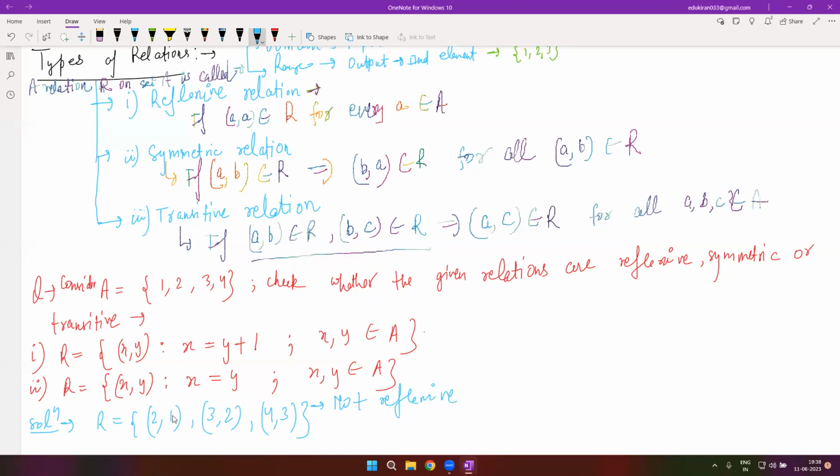Now coming to the symmetric part, let's take 2 1 first. For 2 1, 1 2 should be there, which is not present in the given relation. Hence, just on the basis of the first pair only, if this is not following the condition, then we don't need to check for others. We just want one pair which does not follow the condition, which breaks the rule. Hence, it is not symmetric.